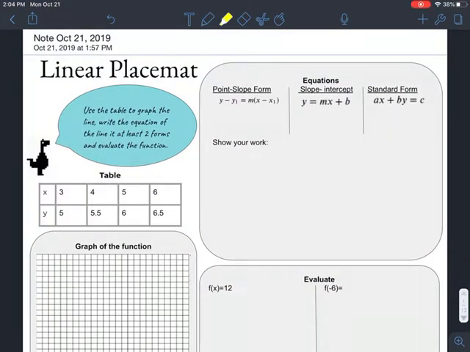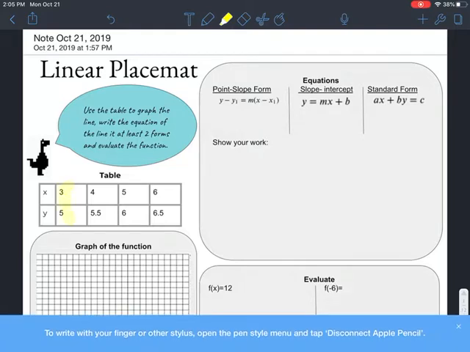Okay, so we're going to look at our placemats here, and I'm going to show you how this works. The first thing you want to do on any of these is identify the given information. So we're given the table here, and the table gives us 4 different points. So these are coordinate pairs that we can use to put into point slope form. So that's where I'm going to start.